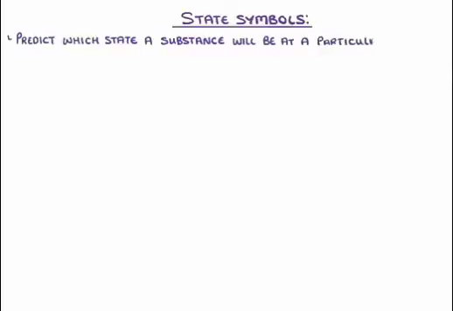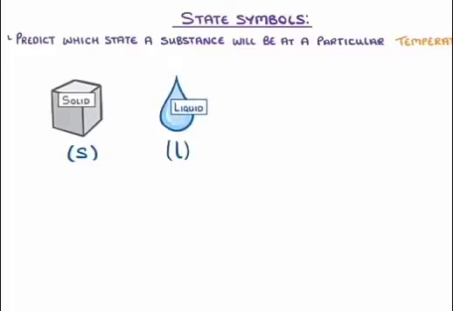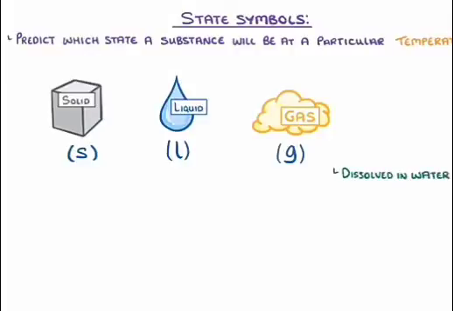We're going to take a look at state symbols and see how we can predict which state a substance will be in at a particular temperature. When we write chemical equations, we sometimes need to show which state each substance is in, and to do this we use state symbols. So for solids we put an S, for liquids we put an L, and for gases we put a G. Sometimes though, you'll have a substance that isn't in one of these pure states, and instead is dissolved in water, which we call aqueous. So for this, we put AQ.